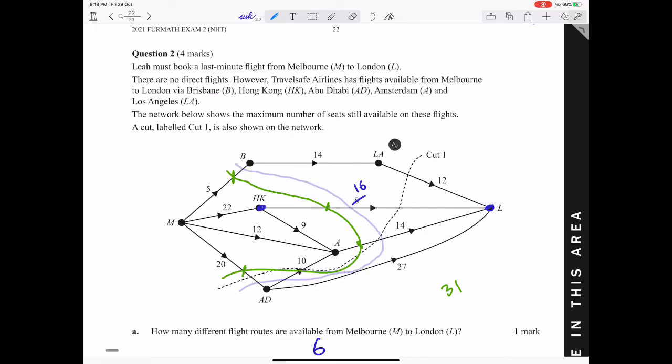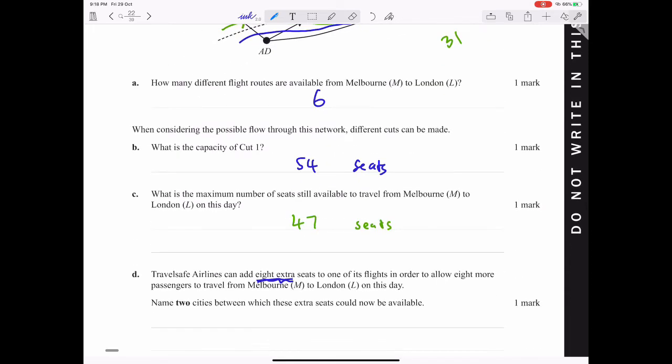This cart will remain the same. So therefore, the new minimum cart would be 5 plus 16 plus 14 plus 20. So the new minimum cart is now 55. Now, if we compare that to our previous minimum cart before we added the 8 seats, it was 47. So if you do 55 minus 47, that gives you 8.